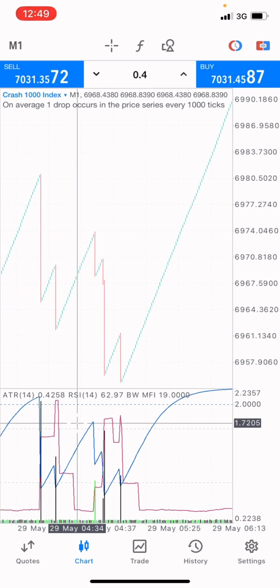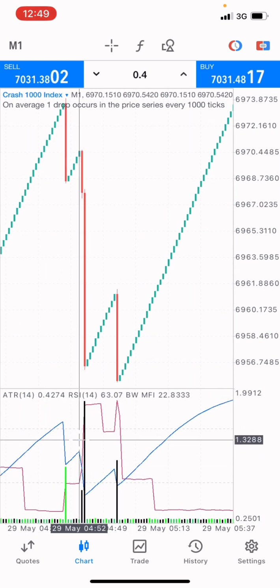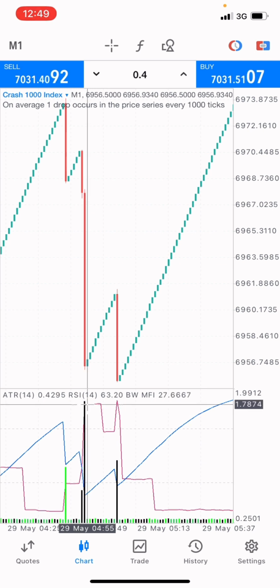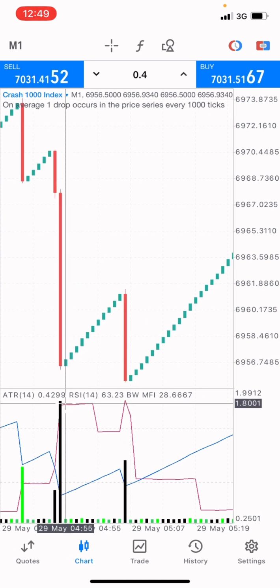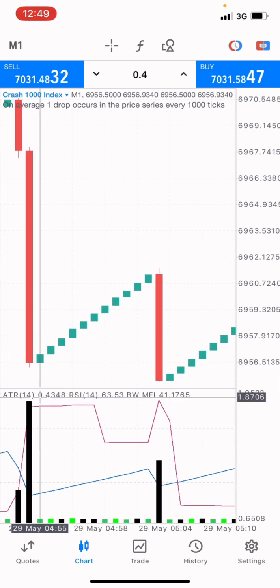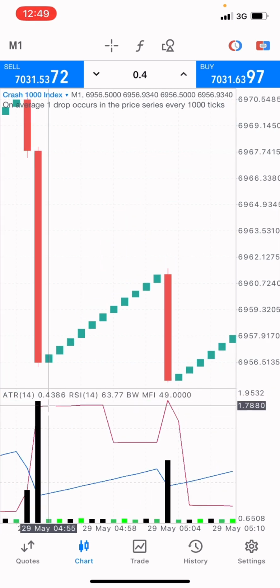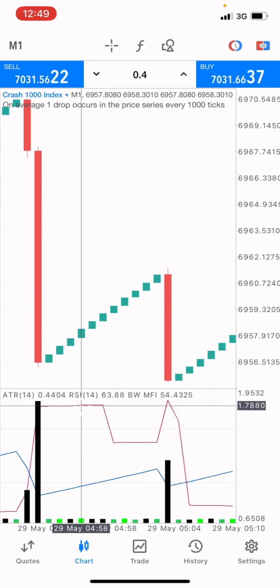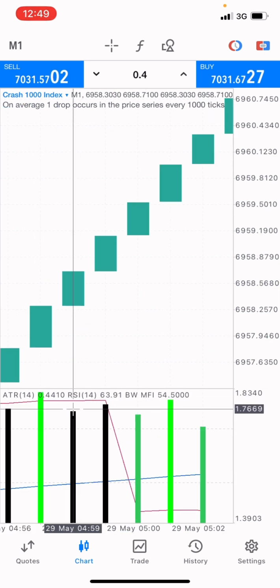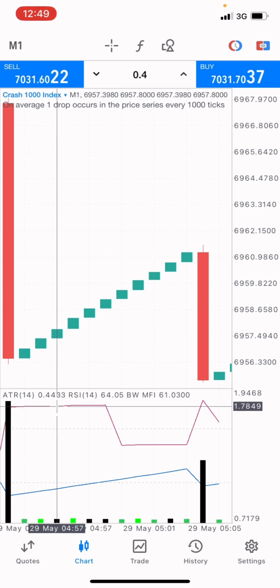Now when trading Crash 1000 index, once you see this red line right here moving, you buy. You see, once it initiated a green candle, please, when trading, do not take your eyes off the screen guys, because any moment it might crash. So you notice this blue line. When it's going straight, you are safe.